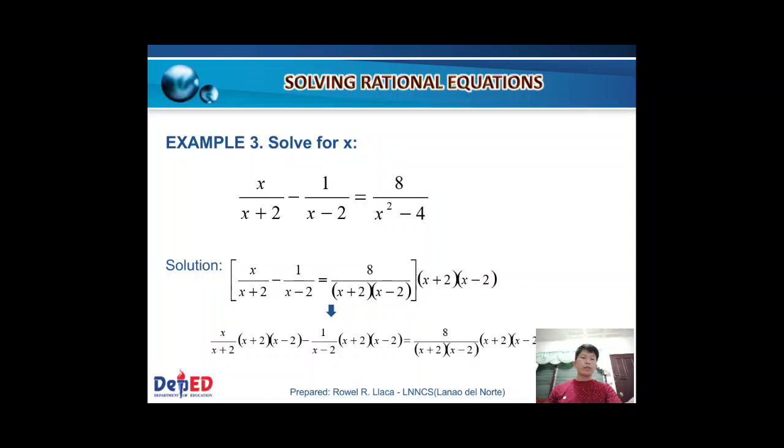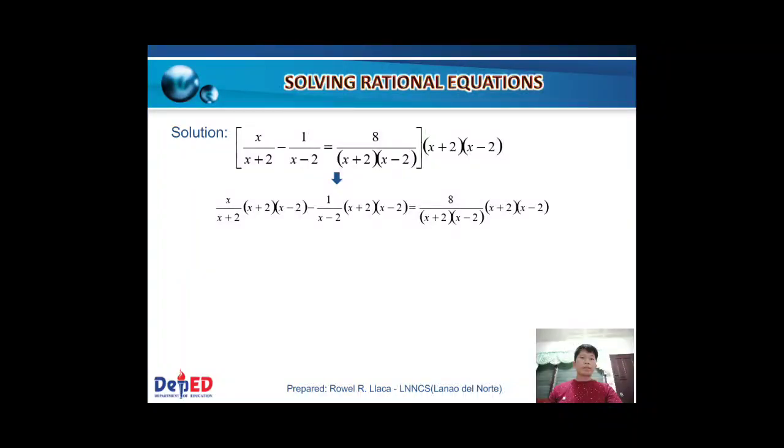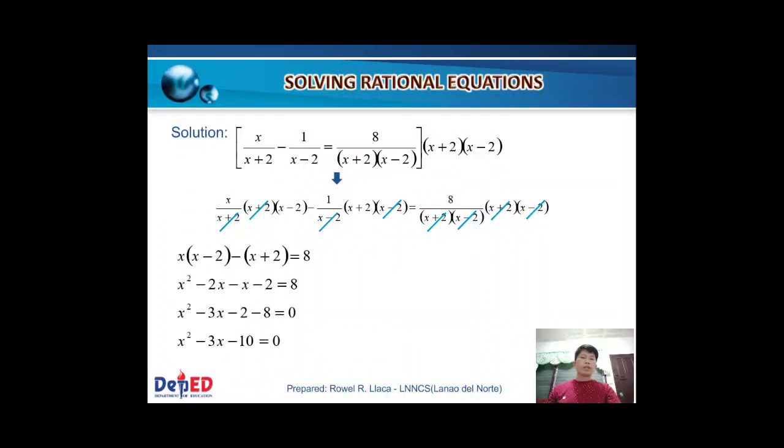It becomes x over x plus 2 times the LCD minus 1 over x minus 2 times the LCD is equal to 8 over x plus 2 times x minus 2 times the LCD. Divide the common terms. It becomes x times the quantity x minus 2 minus the quantity x plus 2 equals 8.